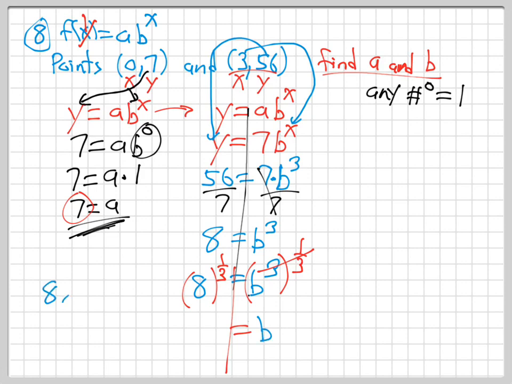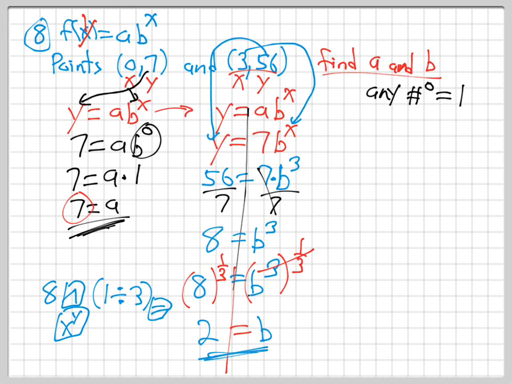Just take your calculator, go 8 to the power. Maybe your power button is x to the y or up arrow. Parenthesis, 1 divided by 3 equals 8 to the 1/3, and you'll get 2. B is 2. So we got a, we got b.